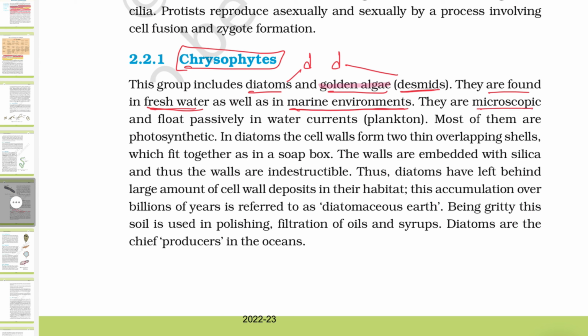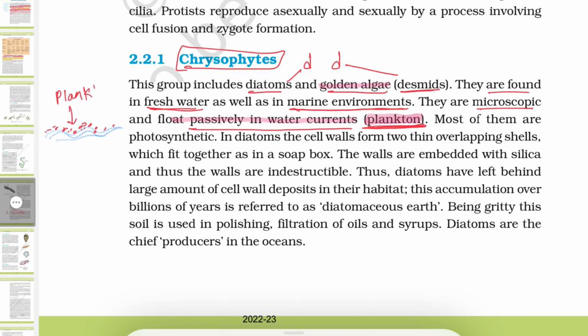They are microscopic and they float passively. They float passively in the water currents, so they are called plankton. Chrysophytes are planktonic. This is an important feature of chrysophytes. They float passively on the water current. If this is the water, these chrysophytes float over the surface of the water. So these are called planktonic. This is the property of the chrysophytes.